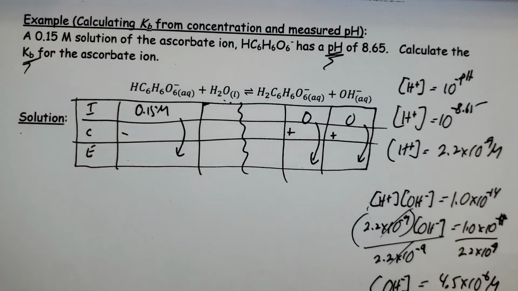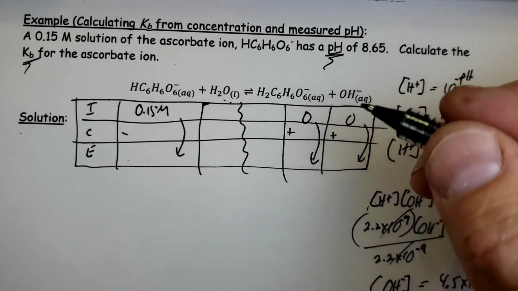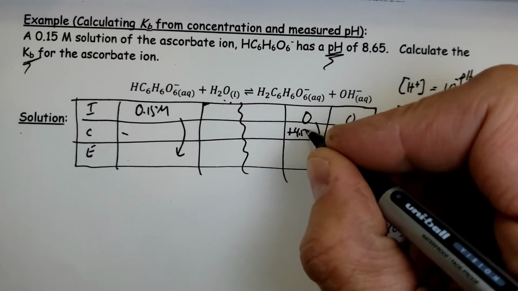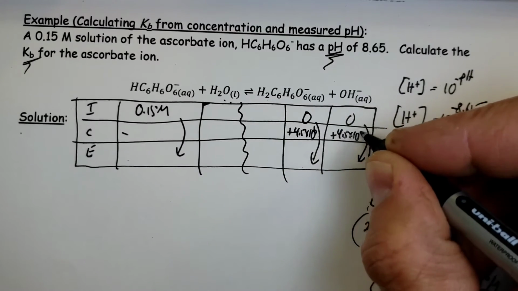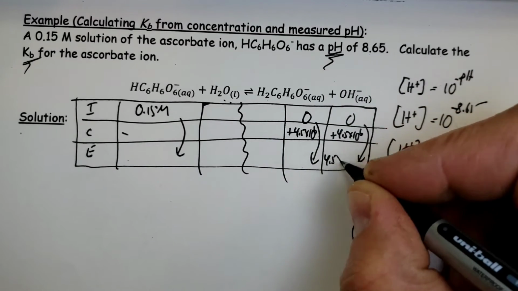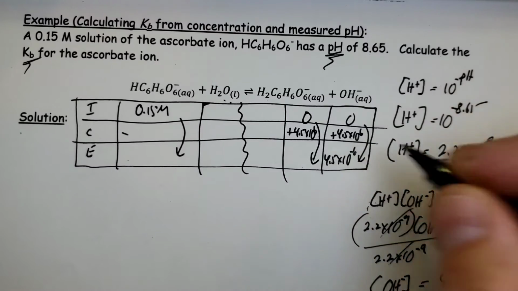And that's what it would be at equilibrium. So 4.5 times 10 to the minus 6. I didn't leave a lot of room here, so I'm going to have to squeeze that in. 4.5 times 10 to the minus 6.